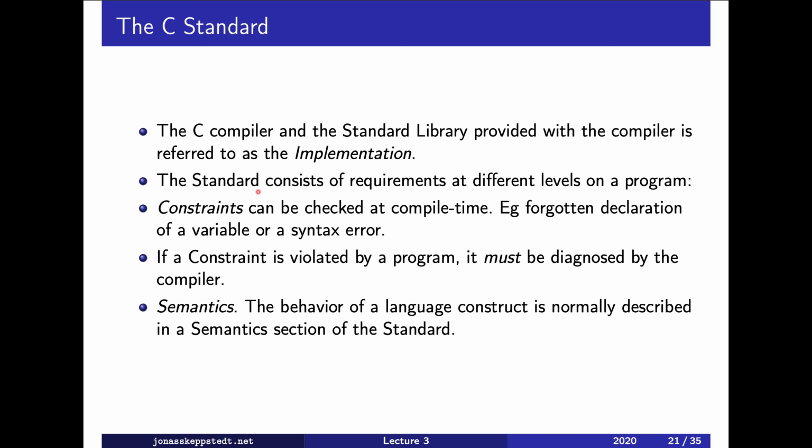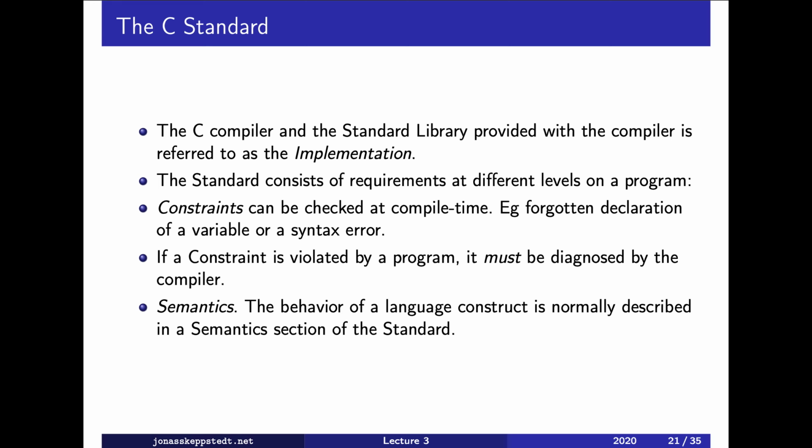Okay, so in the standard, when something is described, it can say that this is a constraint, and then it must be checked at compile time. An example is if we forget to declare a variable or have a syntax error. When we see that it must be diagnosed, it does not mean that there is a specific way this complaint should be made. There is no such thing as an error message or warning message in the C standard. It's only called a compiler diagnostic message, and how they are done is up to the compiler.